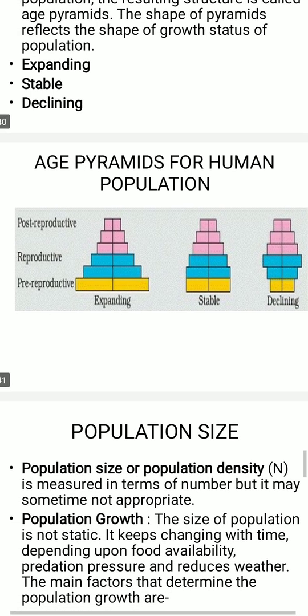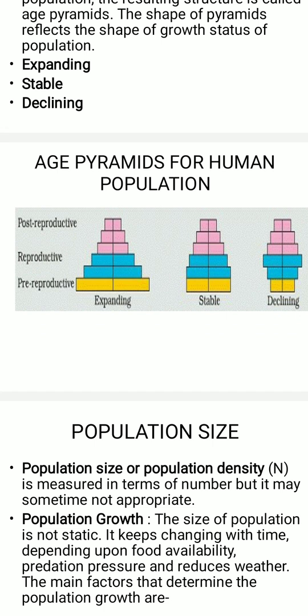Population size or population density is represented in terms of capital N. It is a measure of the number of individuals in a given area, but it may sometimes not be appropriate to consider that. For example, in some cases it is very meaningless or difficult to determine the population density or size.